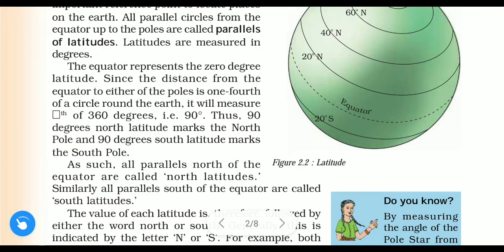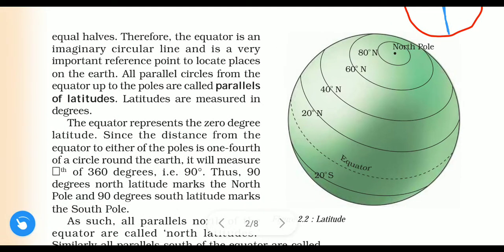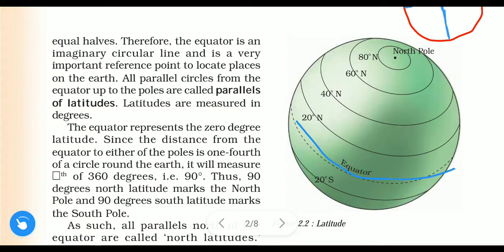Okay, so here it is given that the distance from the equator to either of the poles, meaning either the north pole or the south pole, so this distance from the equator to the north pole is 90 degrees, 1/4 of the 360 degrees of the sphere.